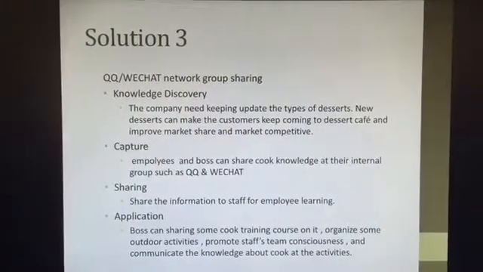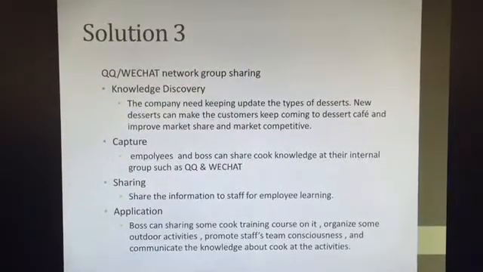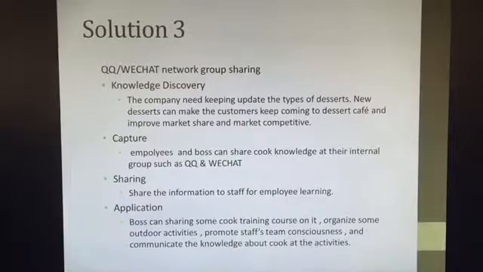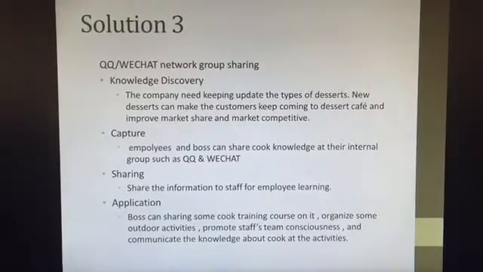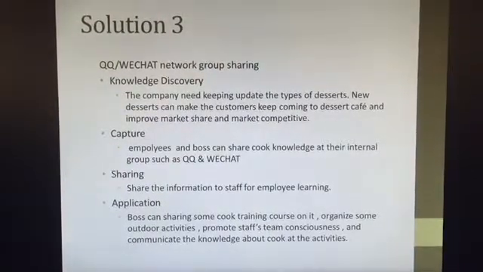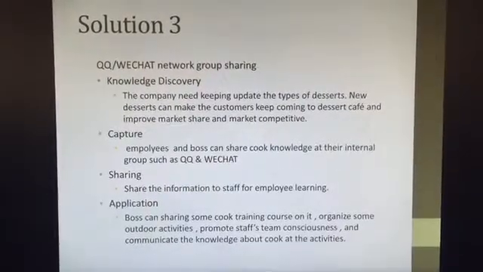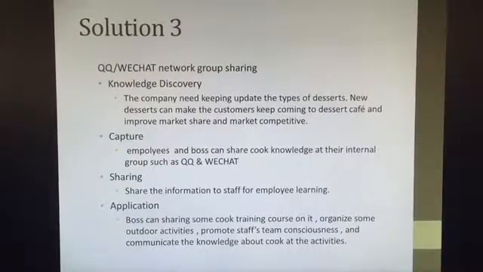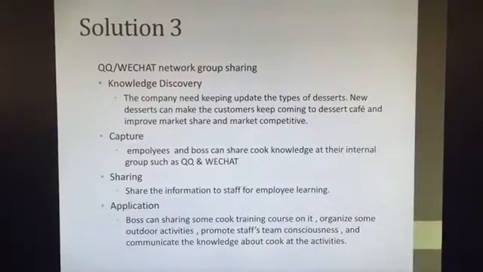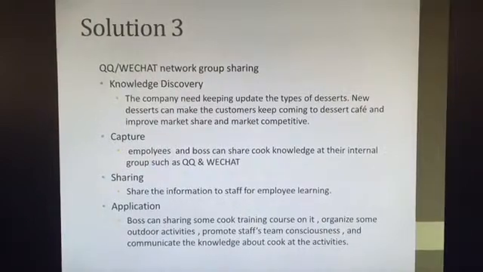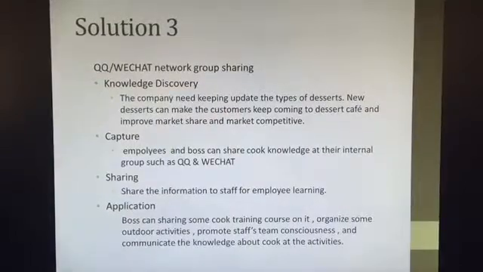The final part is about solution 3. In narrative discovery, the company needs to keep updating the types of desserts. As we all know, new desserts can make the customers keep coming to the dessert cafe and improve market share for the company. In capture, employees and boss can share cooking knowledge in their internal group such as QQ and WeChat. But streamlining training before working is necessary. The dessert manufacturer who is applying must have 1 year or above related work experience in sharing and application.